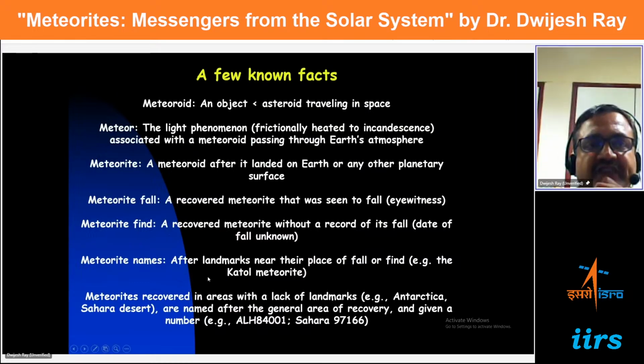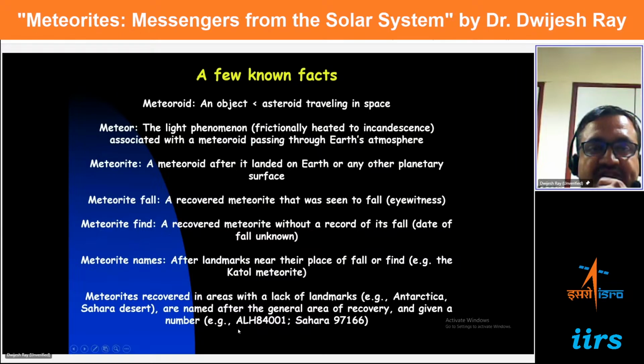Another important part is the name. How to name a meteorite? If there is a fall, we try to get the name of the village, town, or maybe the nearest subdivision, sometimes the district. For example, there was a fall in Katol village, so we call it the Katol meteorite. But the problem arises with a find, because we have expeditions to Antarctica and some hot deserts, but there you will not expect any landmark. So how to name it?